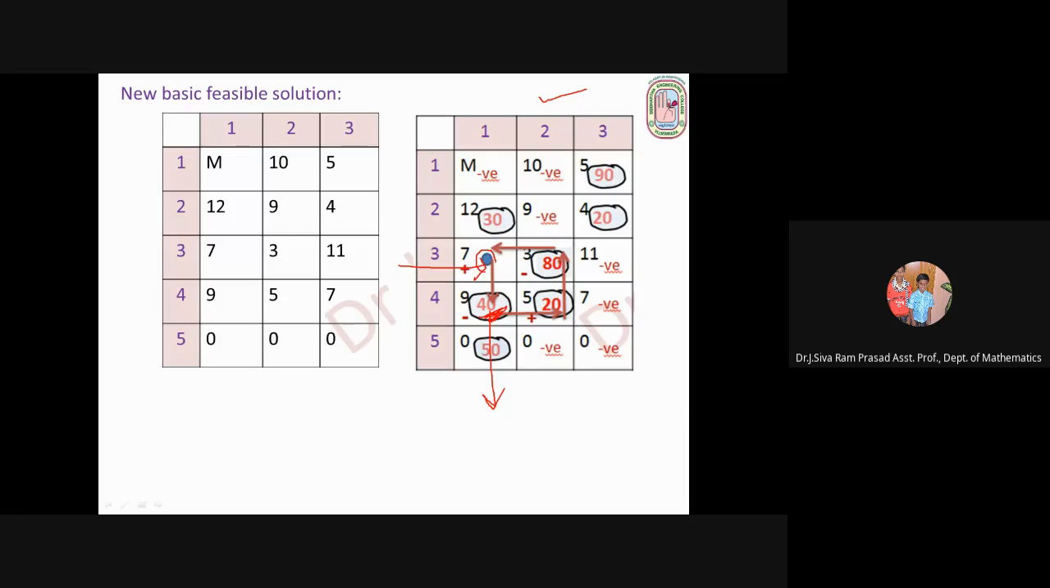This is the positively signed cell, that is the 3,1 cell. Add 40 here. The previous allocation was 0, so 0 plus 40 is 40. So the 3,1 cell is 40. Before that, write this step: add 40 to positively signed cells and subtract 40 from negatively signed cells in the loop.